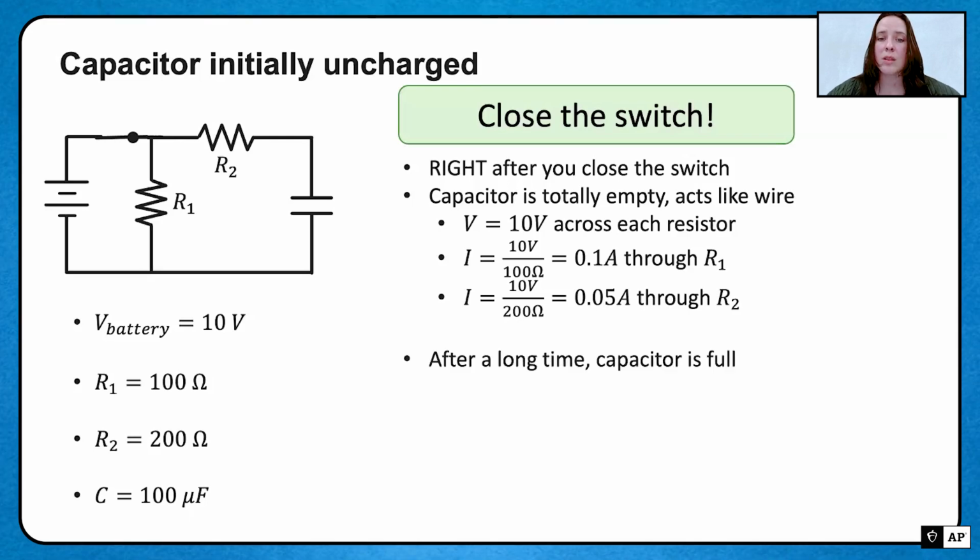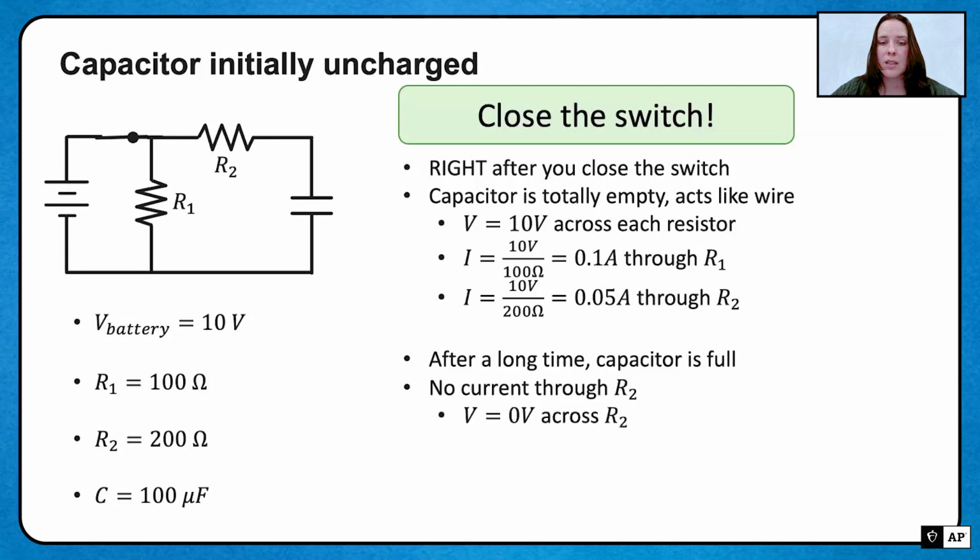Then, after a really long time, your capacitor is full. It's closed for business. Your capacitor is like, no charges are allowed to come this way. No, thank you. So that completely cuts off this branch from our circuit. So R2 is also out of business. R1, on the other hand, still has a direct line to the battery. R2 is completely cut off, no current going through there because the capacitor is closed.